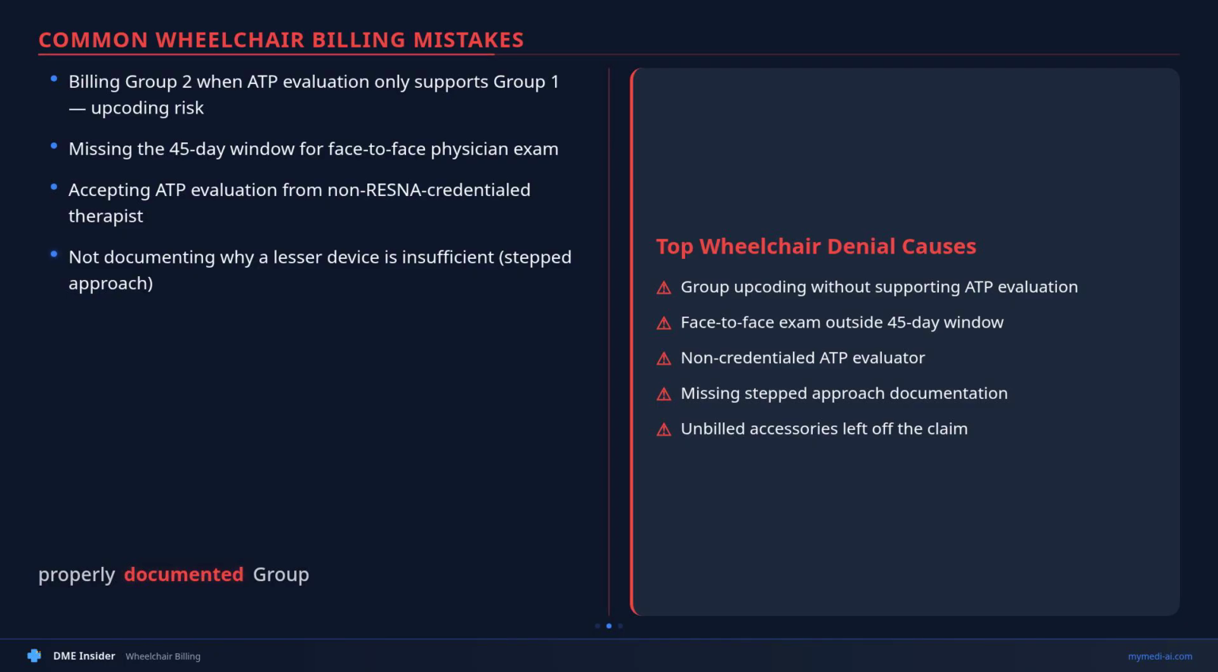A properly documented Group 2 power wheelchair with accessories can generate over $5,000 in a single claim. The key is getting the documentation right before submission.